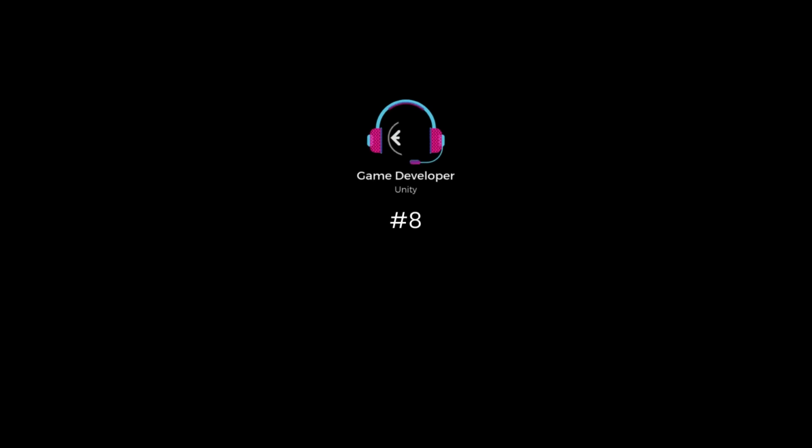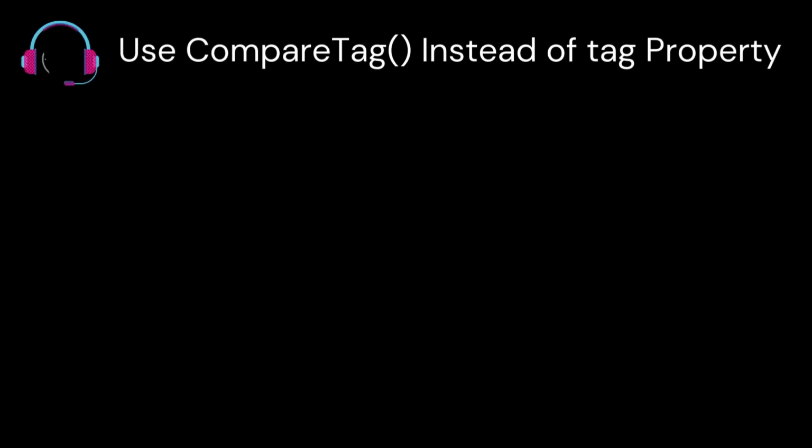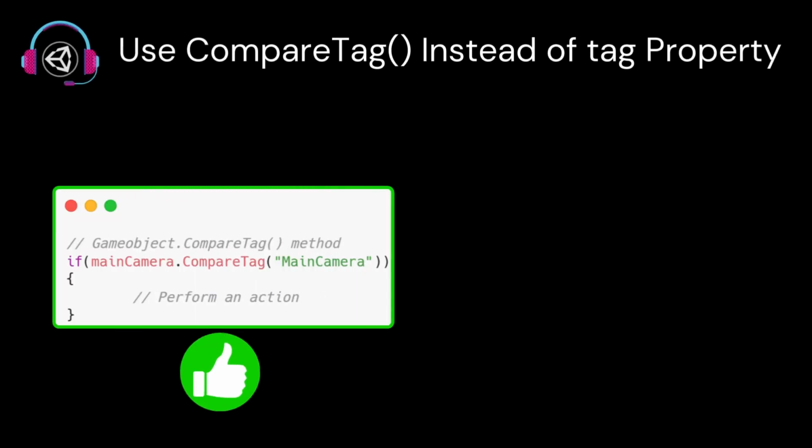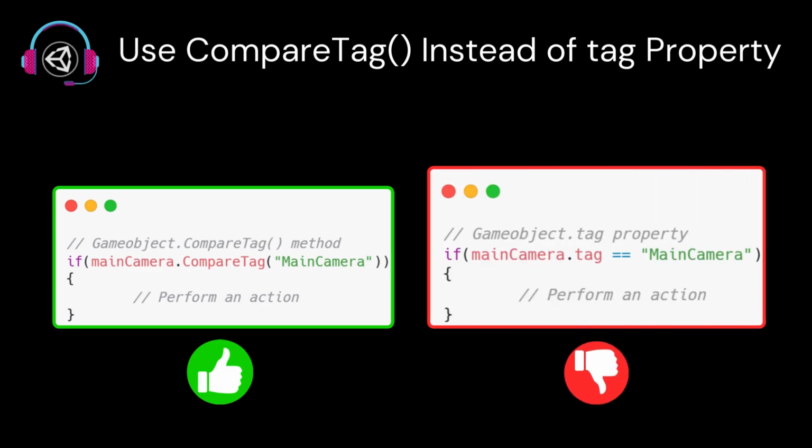Tip number 8: use CompareTag instead of the tag property. Use the GameObject.CompareTag method instead of the GameObject.tag property. This is because the CompareTag method is faster and does not allocate extra memory.